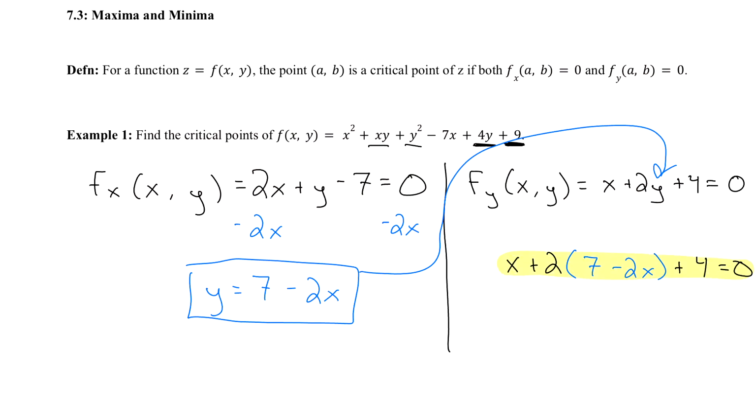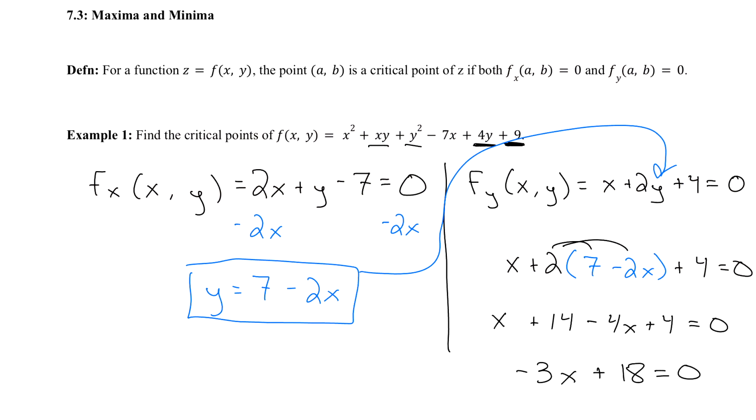And what we should end up with is, hey, look at this. This equation is only in terms of x, and now it's become a whole heck of a lot more manageable. So I'll go ahead and distribute the 2 here. This becomes x plus 2 times 7 is 14, minus 4x plus 4 is equal to 0. And then we'll combine our like terms, solve for our variables. So x minus 4x, that should be minus 3x. And 14 plus 4, of course, gives me plus 18 is equal to 0.